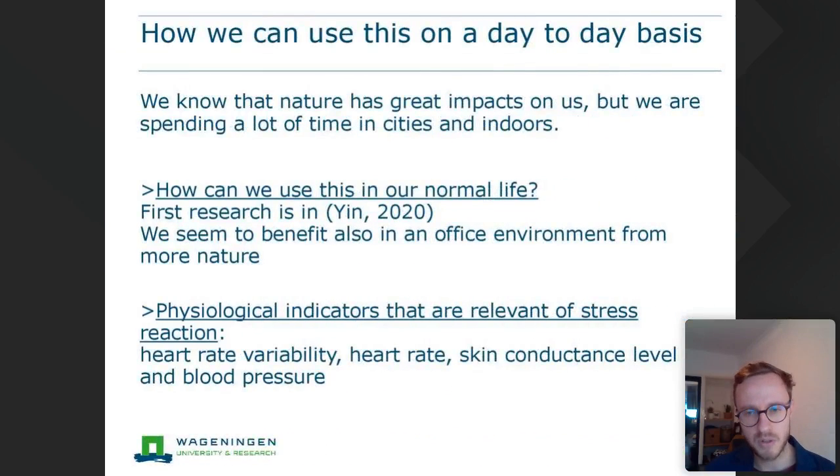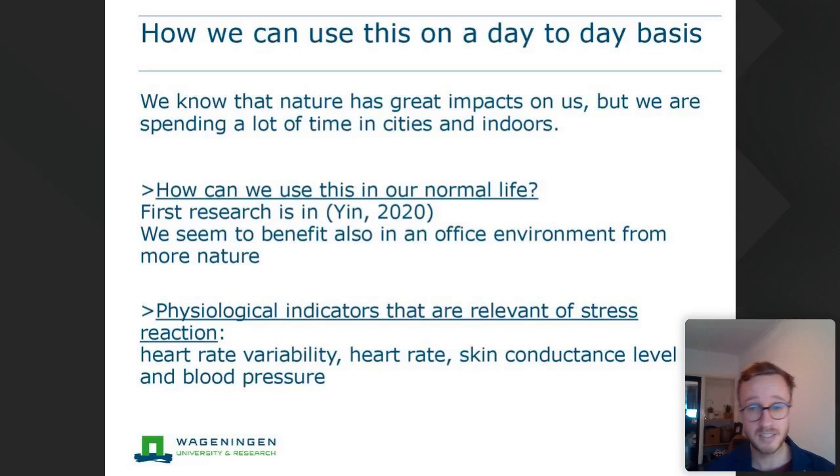So we are also asking the question, how can this be used on a day-to-day basis? Because we do know that nature has great impacts on us, and as a psychologist, my recommendation would be to go and be out more in nature. But this is often not very feasible because we are living mostly in cities and we are spending most of our time indoors, especially now during this COVID-19 crisis. So how can we use this idea and this concept in our daily and normal life?